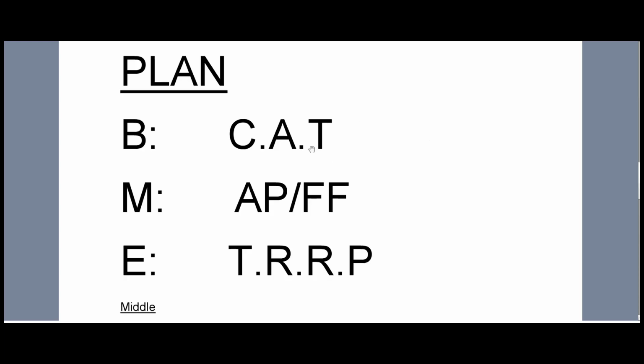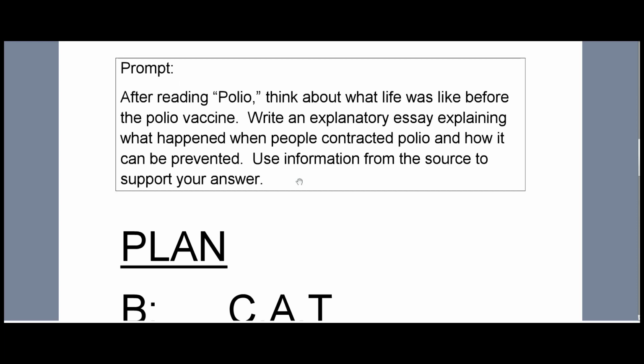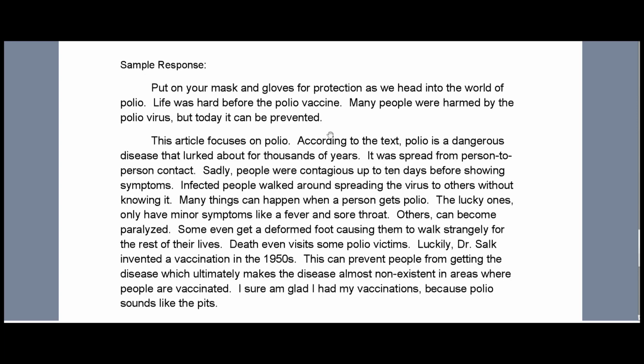Going back to the plan, we are on tell. Tell the reader what you're going to write about. You always go back and look at the prompt to write your tell sentence. It says, explain what happened when people contracted polio and how it can be prevented. I wrote, many people were harmed by the polio virus, but today it can be prevented. Please write your tell sentence, telling what we're writing about, now.